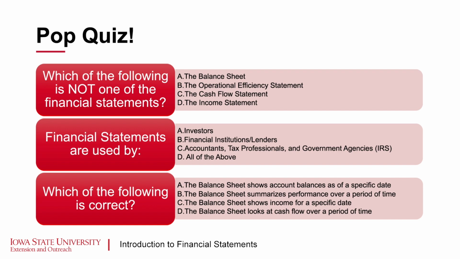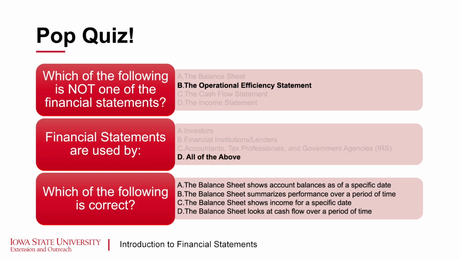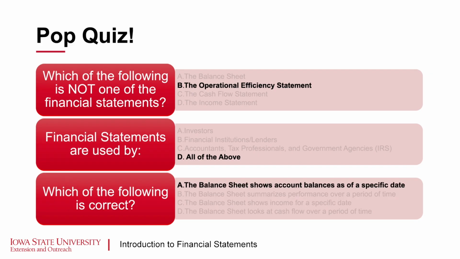Here are the answers. Question 1. The operational efficiency statement, while sounding official, is not a financial statement. Question 2. Financial statements are used by all of these groups: investors, financial institutions and lenders, accountants, tax professionals, and government agencies. All these stakeholders use financial statements to make business decisions. And question 3, the answer is A. A balance sheet shows account balances as of a specific date.